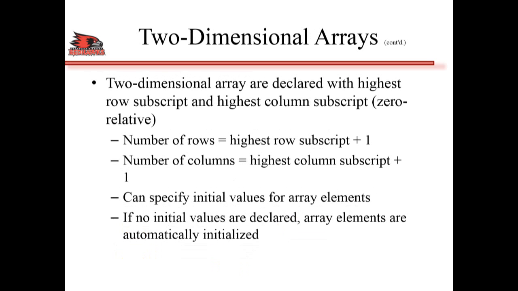Just what I said, the highest row subscript and highest column subscript are zero relative. Number of rows is equal to the highest row subscript plus 1, and the same goes for columns. And like 1D arrays, we can specify initial values. If no values are declared, array elements are already initialized: zeros for numbers, empty strings for strings, and false for boolean.